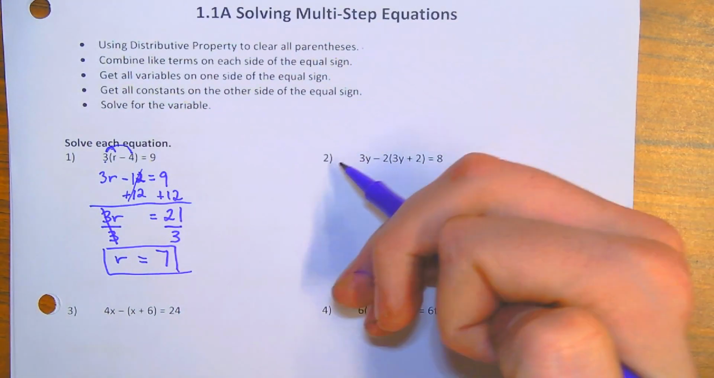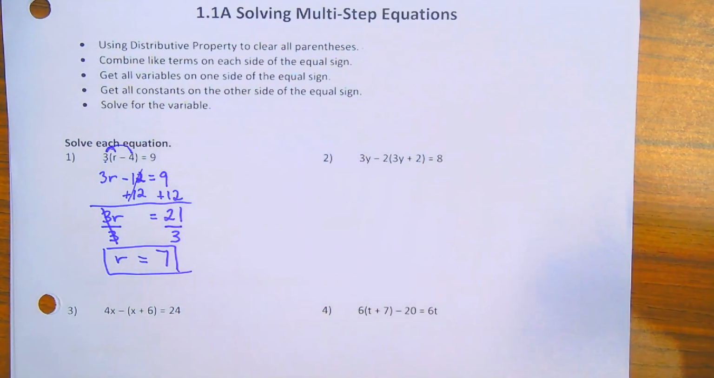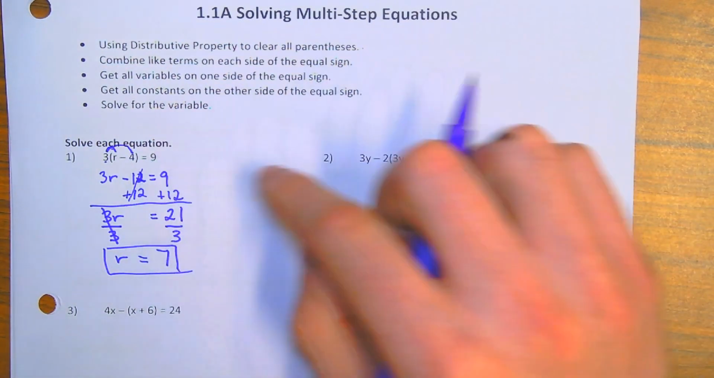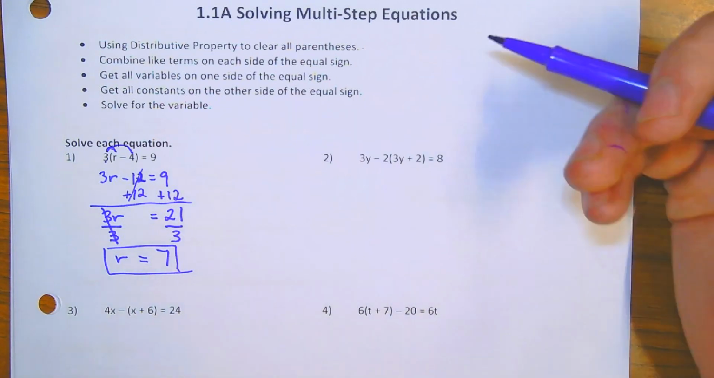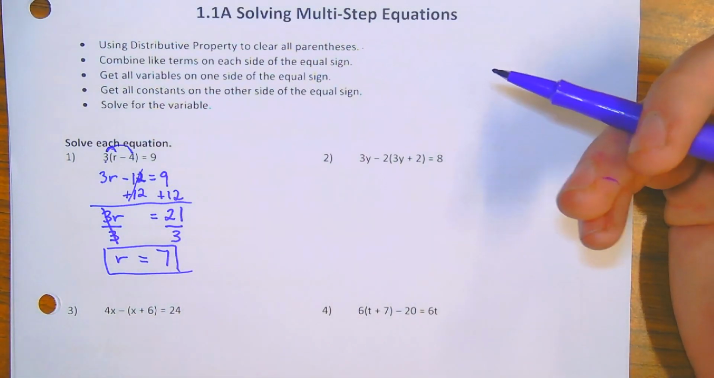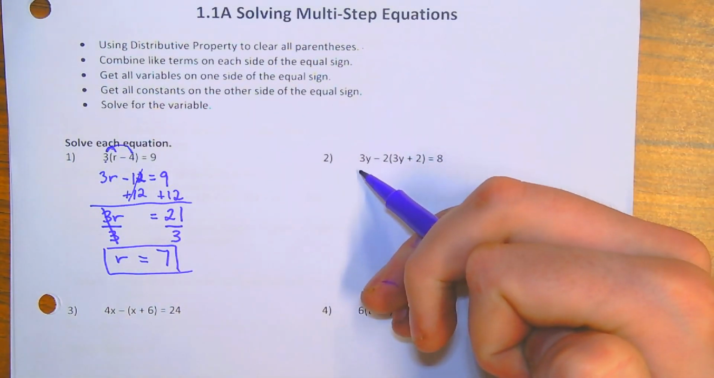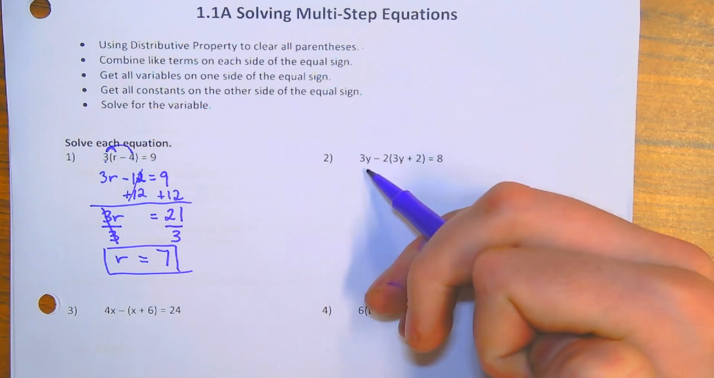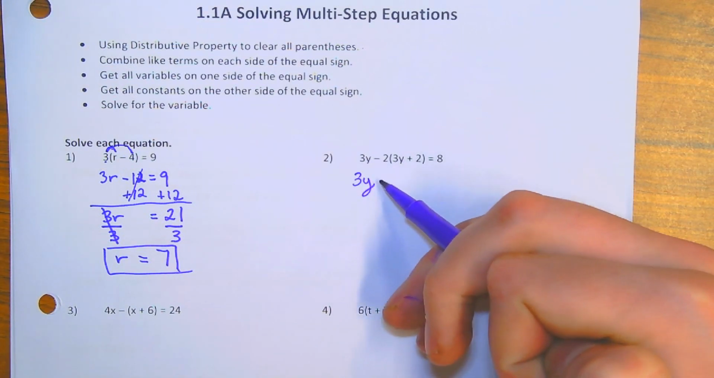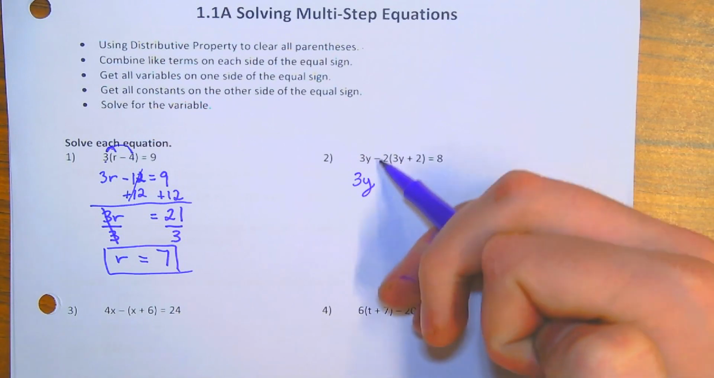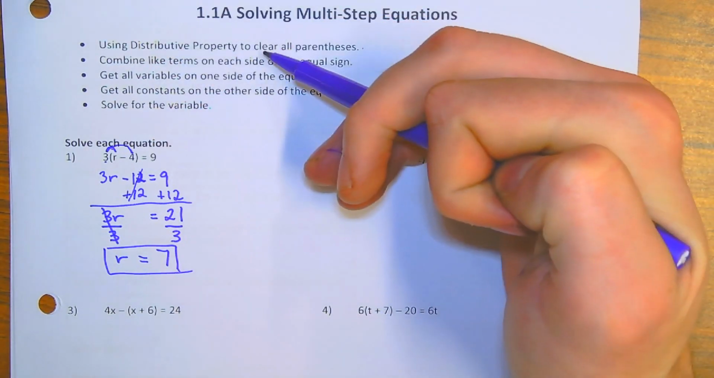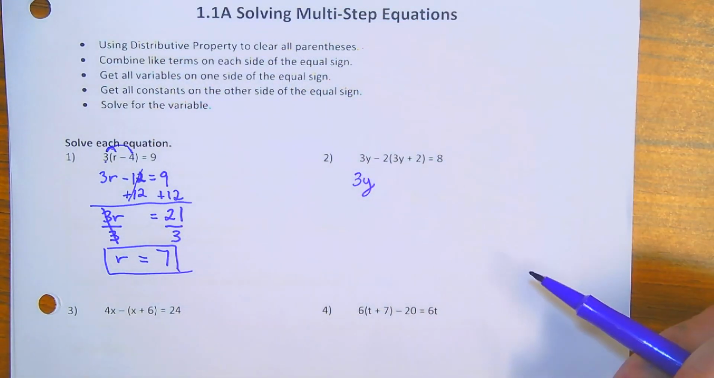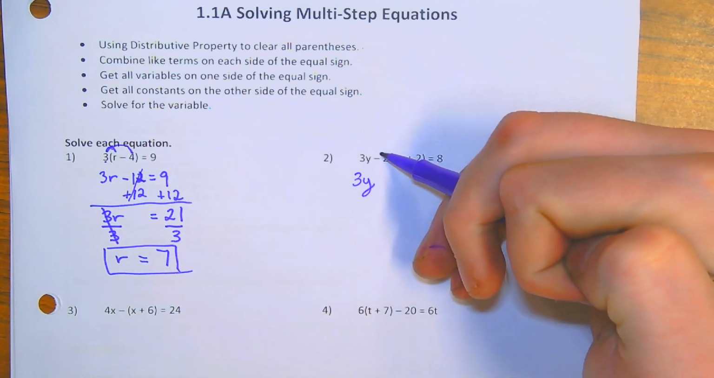So, let's move on to number 2. Now number 2 is a little bit more complicated, but equally so. We still have to follow the same steps that we did on 1 to make sure that we get the right answer. Okay? So, for number 2, let's start out here. 3y is not doing anything currently, and our first step probably is going to be to get rid of these parentheses. Use the distributive property to clear all parentheses as our first step. So, what does that look like?